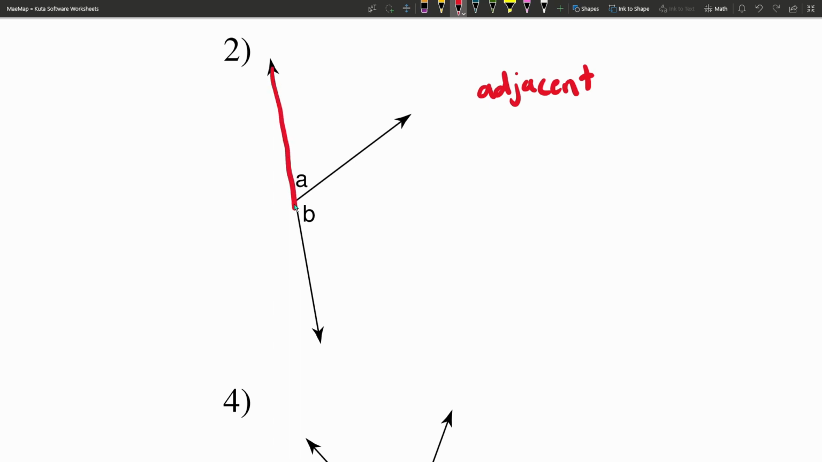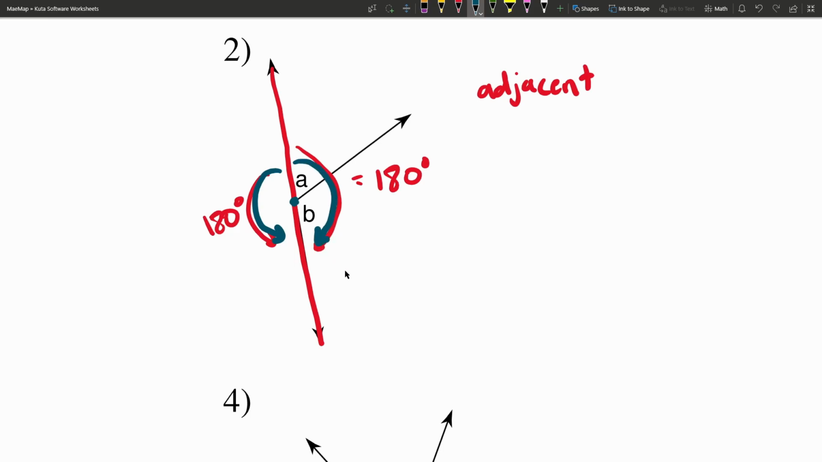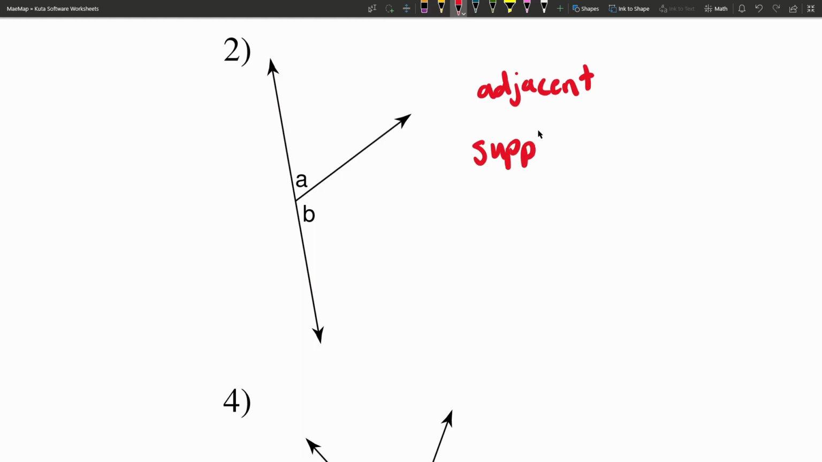So if this is a straight line, we know that one side of the line is 180 degrees, and the other angle would also equal 180 degrees. So if we were to put our vertex here, we know that this angle is a full 180 and this angle is that same full 180 degrees. Therefore, A and B are also supplementary. So not only are they adjacent, but they're also supplementary. Let's look at number three.